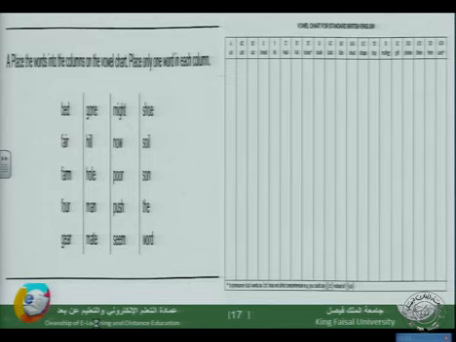Here, place the words into the columns on the vowel chart. Place only one word in each column.